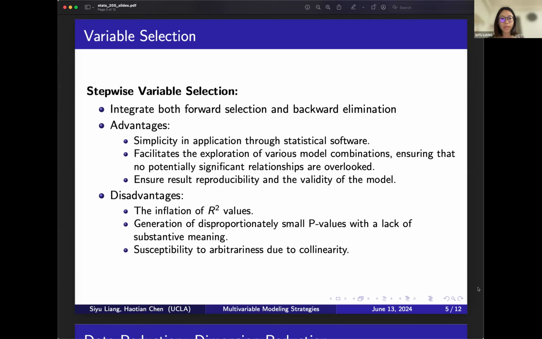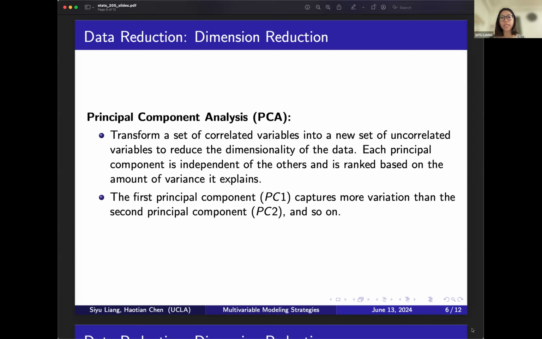In the next section, we introduce data reduction methods. Since this is also a really large topic, in this presentation, we'll focus on principal component analysis to reduce the dimensionality of the data. The high-level concept of PCA is that it transforms a set of correlated variables into a new set of uncorrelated variables to reduce the dimensionality of the data. Each PC is independent of the others and is ranked based on the amount of variance it explains. For example, the first component will capture more variation than the second component, and the second component will capture more variation than the third component, and so on.